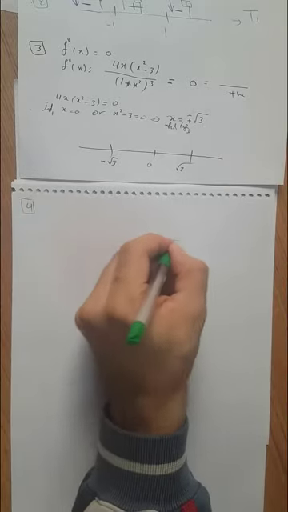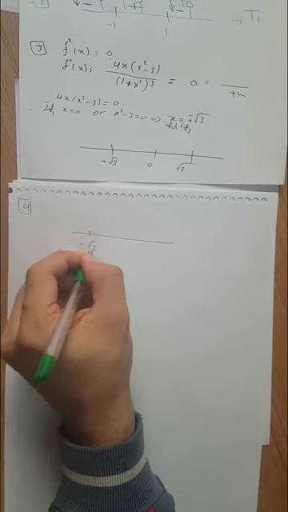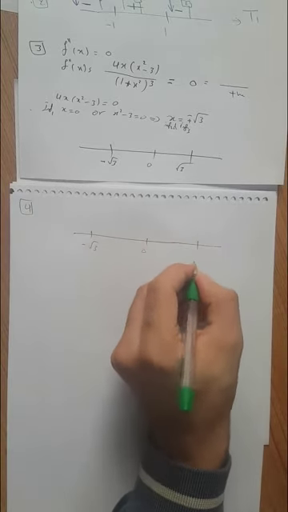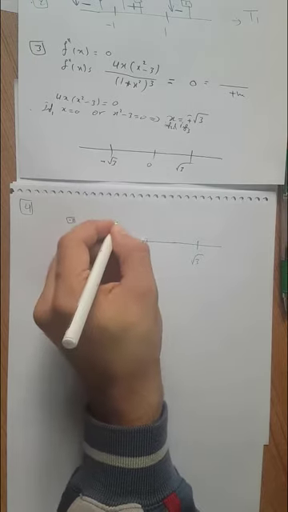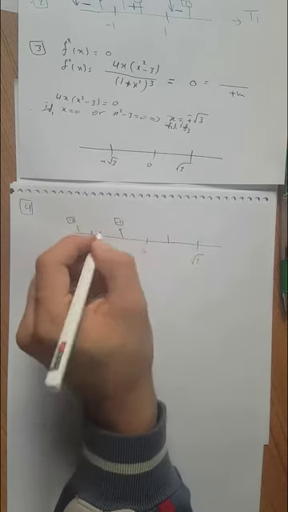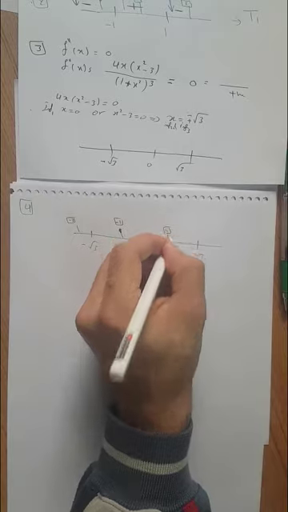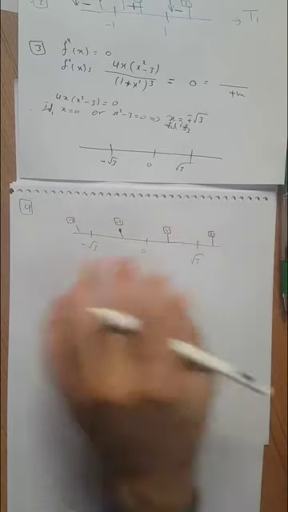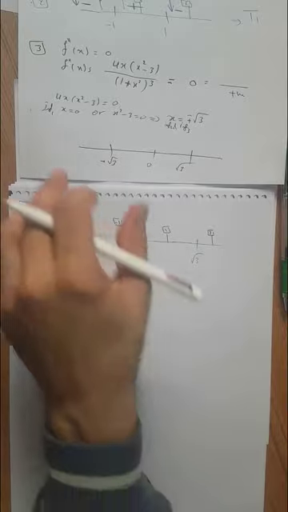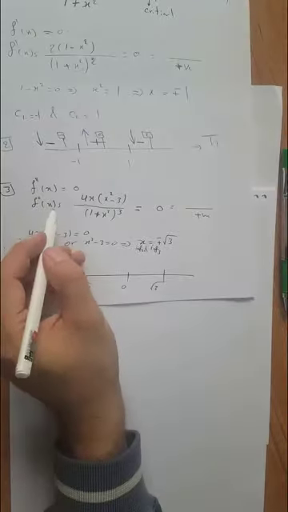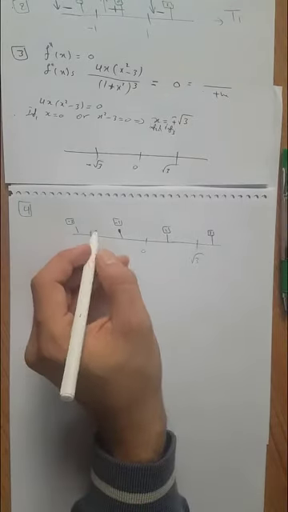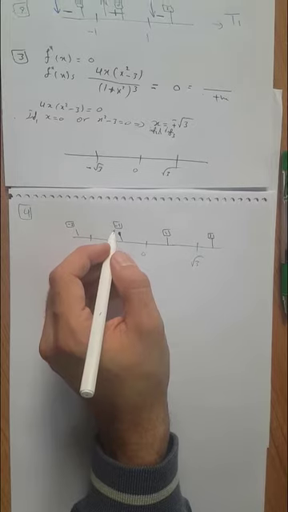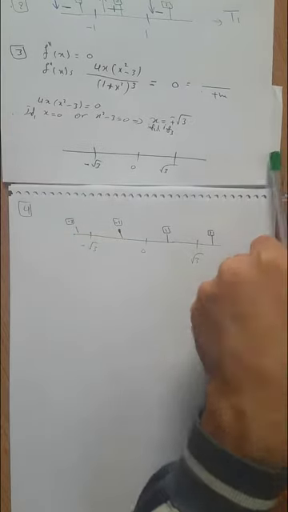So what do I have? I have minus 3, 0, and 3. Again, do not forget about the minus 3 here, for example, minus 1, 1 and 3. So as a test point, I'm selecting this one and putting it in the second derivative, and I see that the function will be negative here.